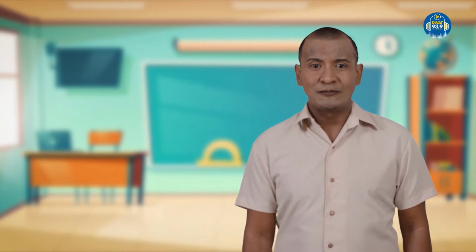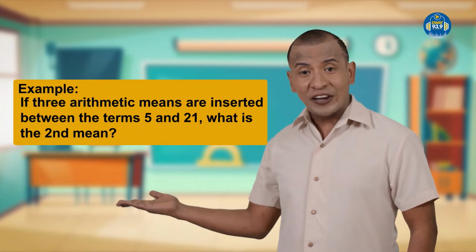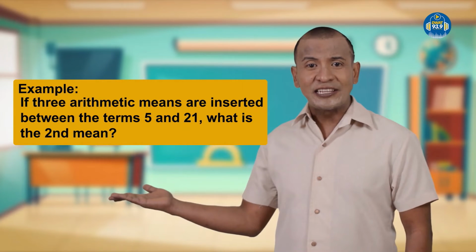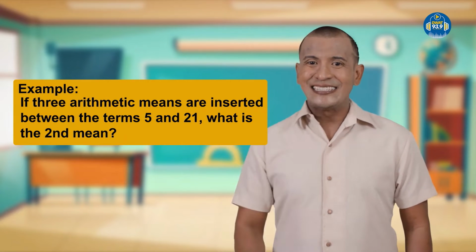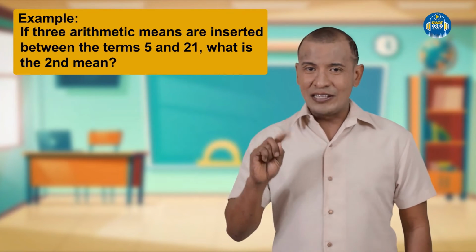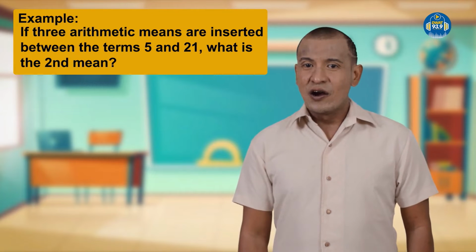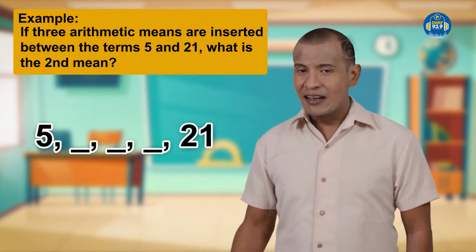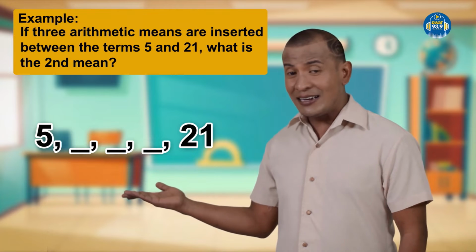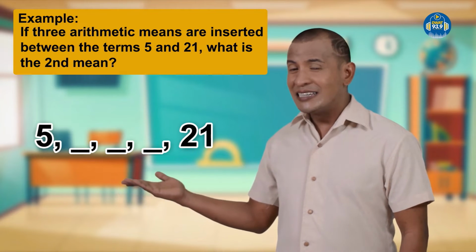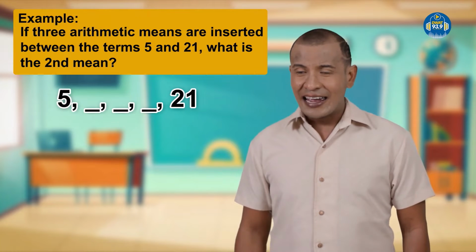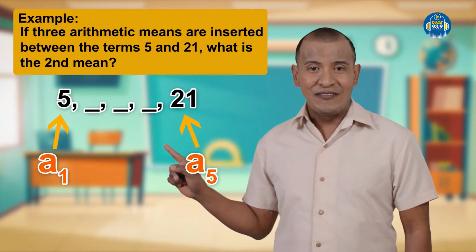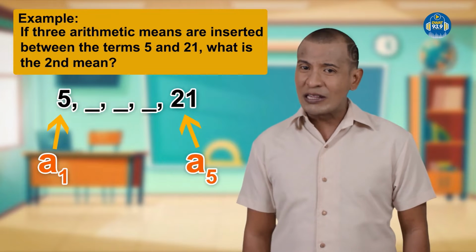Let's have more examples on arithmetic mean or means. If 3 arithmetic means are inserted between the terms 5 and 21, what is the second mean? Let's look into the solution. We write the sequence as 5, blank, blank, blank, and 21. Consider a sub 1 equals 5 and a sub 5 equals 21.